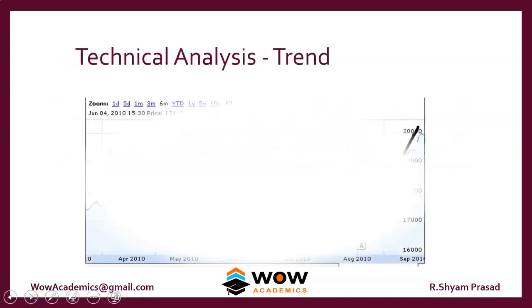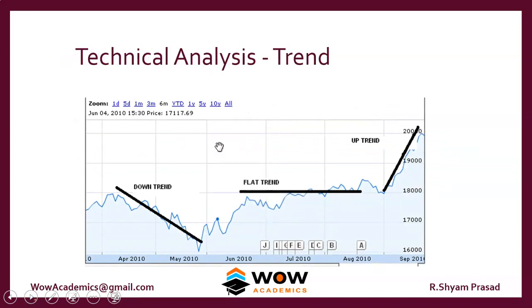So let's look at this chart here. The share price has been going down, then it has become flat, then it has become higher. Whenever the price goes down, it's called a downtrend. Whenever the price is on a sideways movement like this, that is called a flat trend. And whenever it goes up, it's called an uptrend. Every share price has a particular trend over a particular period of time. So they will be range bound only.